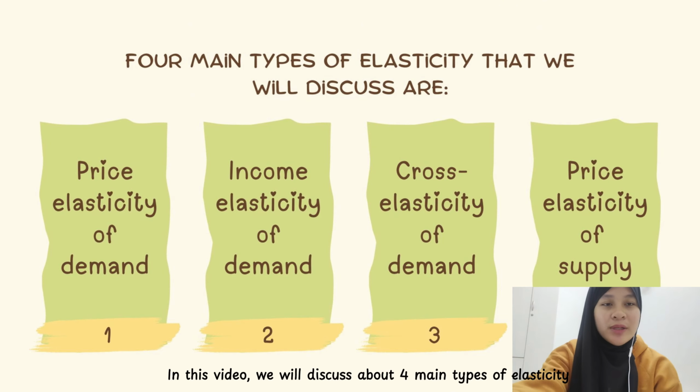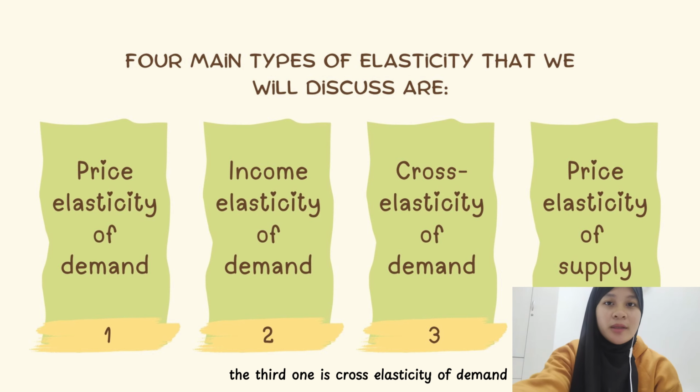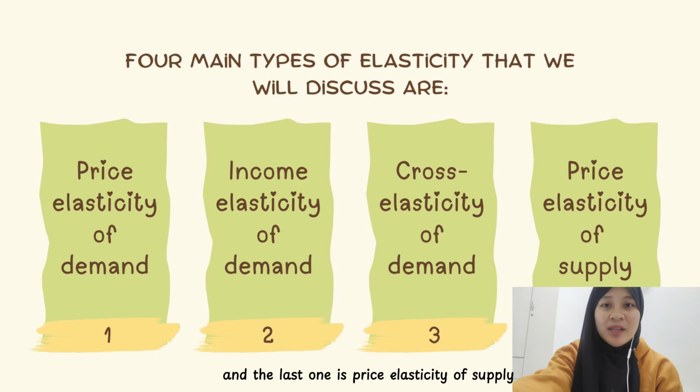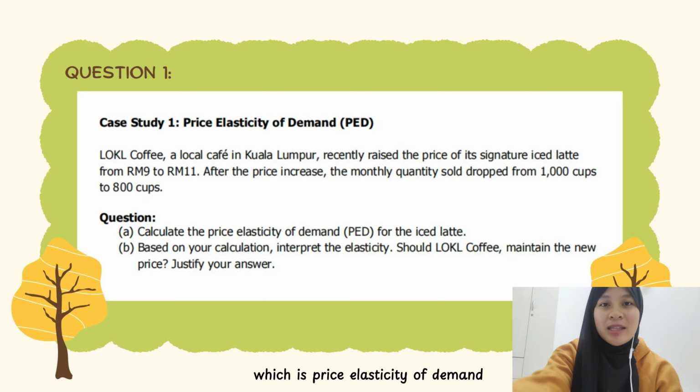In this video, we will discuss four main types of elasticity. The first one is price elasticity of demand, the second one is income elasticity of demand, the third one is cross elasticity of demand, and the last one is price elasticity of supply. So, we will dive into the first case, which is price elasticity of demand.